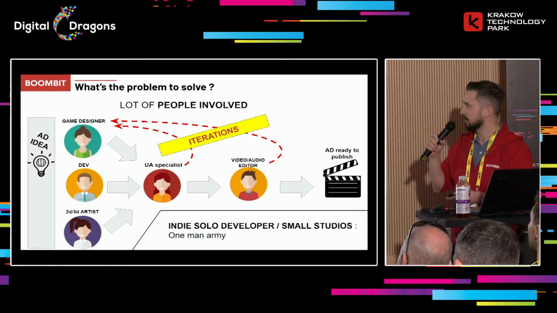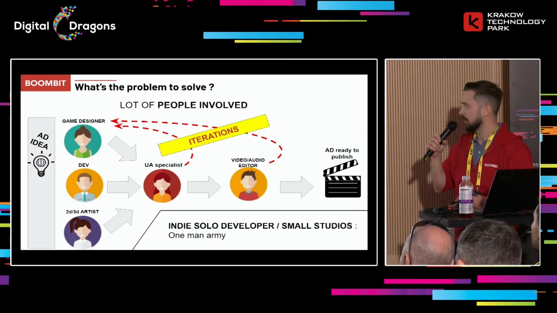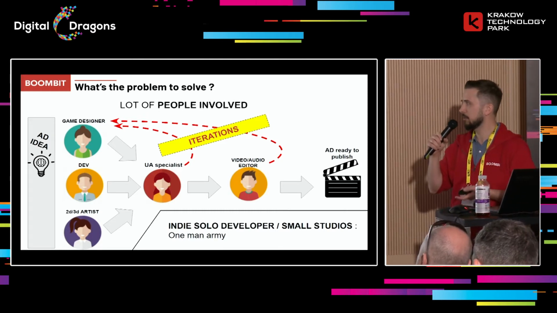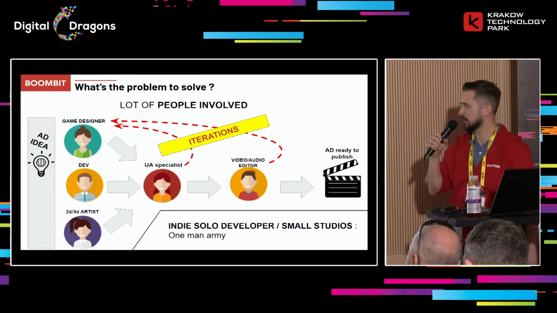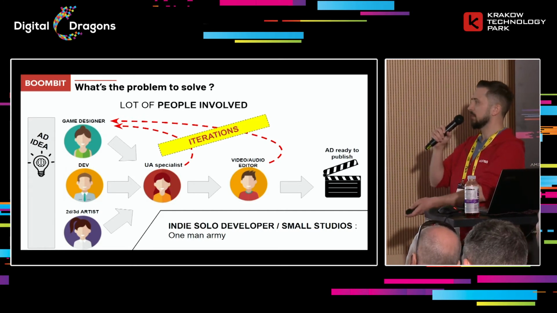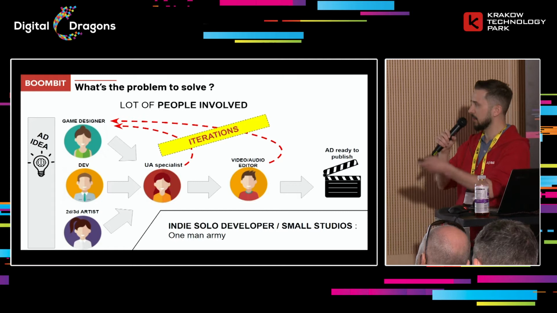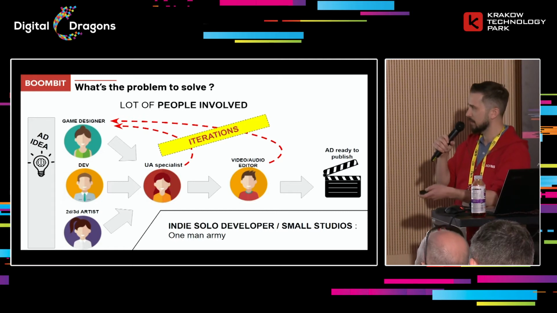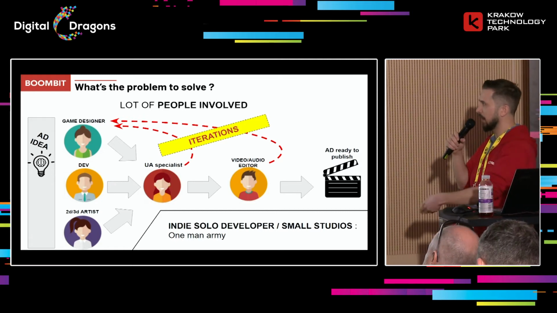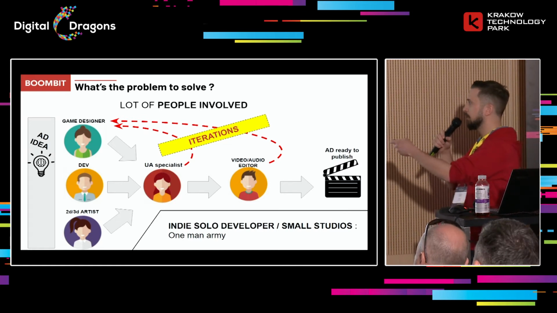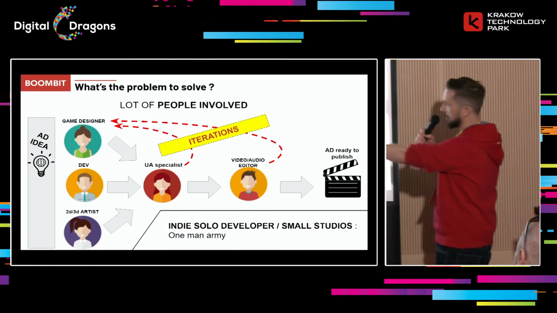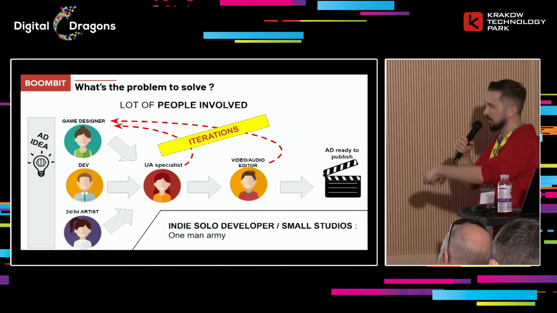Okay, so, continuing with the problem of making a good creative: you have the ad idea on the left side of the slide, and then you have a lot of people involved. You have the game designer, the developer, the 2D and 3D artists. Here the idea matures and then goes through, let's say, the UI specialist, the video and audio editors. So this can be really a lot of other people, and you have a lot of iterations.